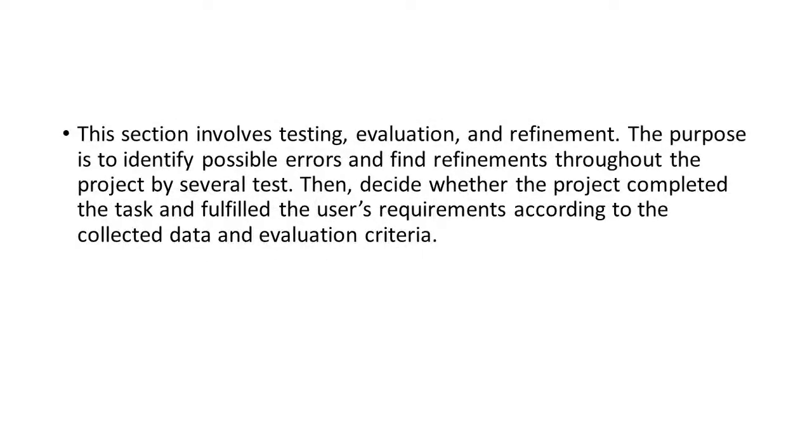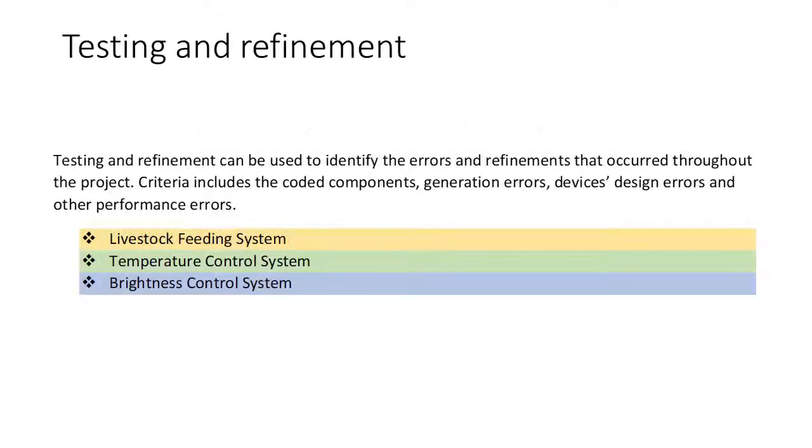4. Evaluate. This section involves testing, evaluation, and refinement. The purpose is to identify possible errors and find refinements throughout the project by several tests, then decide whether the project completed the task and fulfilled the user's requirements according to collected data and evaluation criteria. Below are the testing and refinement.